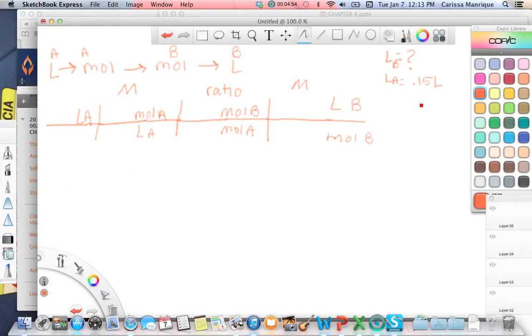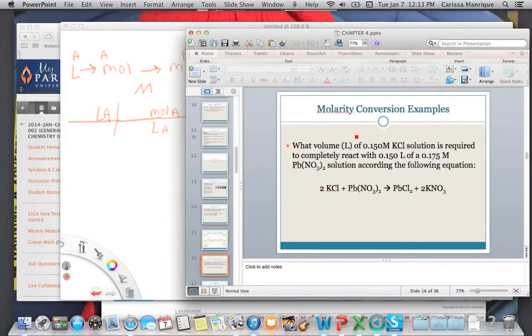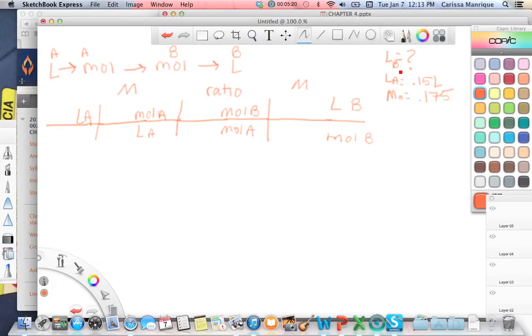And the molarity of A, I'm going to put MA is 0.175. Let's make sure we have all of that down. Yeah, 0.175, 0.15, 0.15. Okay. Oh, and the molarity of B, do you see, is 0.15. So molarity B equals 0.15.